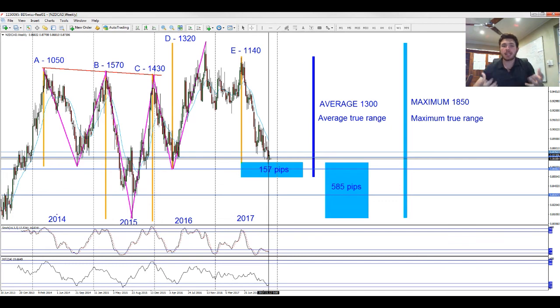Now, once again, this is just for educational purposes. I'm not trying to give you investment advice. I'm not trying to give you too much convincing. But what I'm trying to say is this is a great way to study long-term positions.